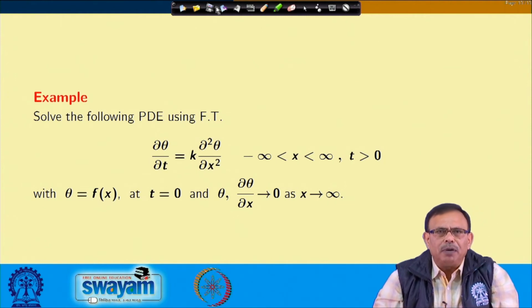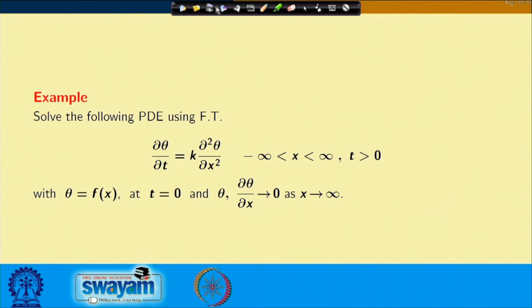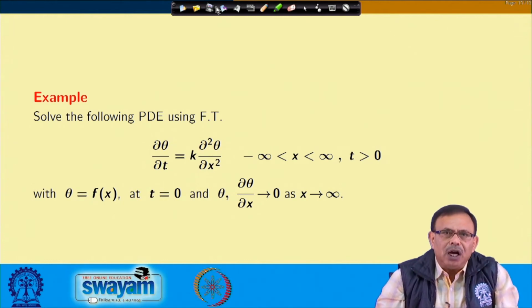Till now, whatever problems we have done, that is using Fourier sine transform or Fourier cosine transform. Now, let us solve another problem using Fourier transform. The function is given as del theta del t equals k del 2 theta del x square, x lies between minus infinity to infinity, t greater than 0 here, and with theta equals f x at t equals 0 and theta and del theta del x approaches 0 as x approaches infinity.